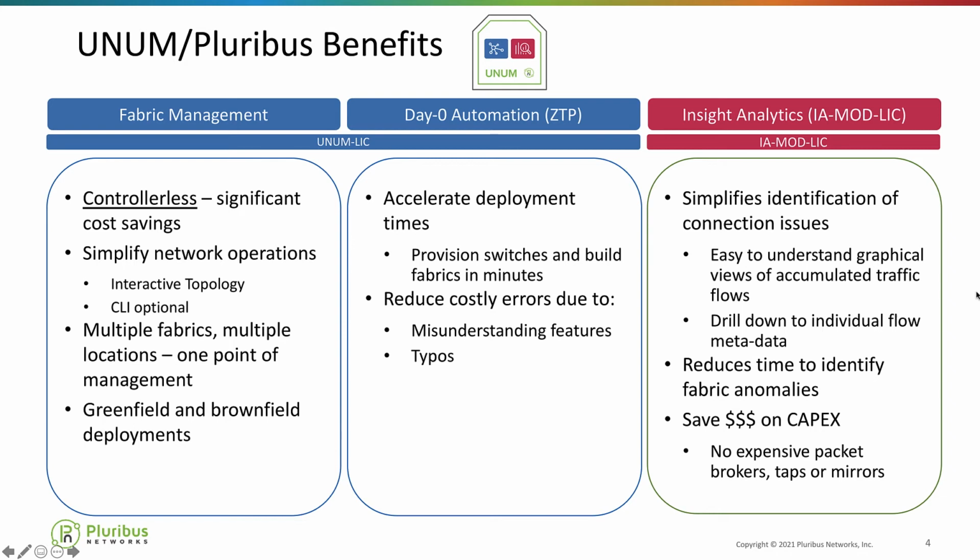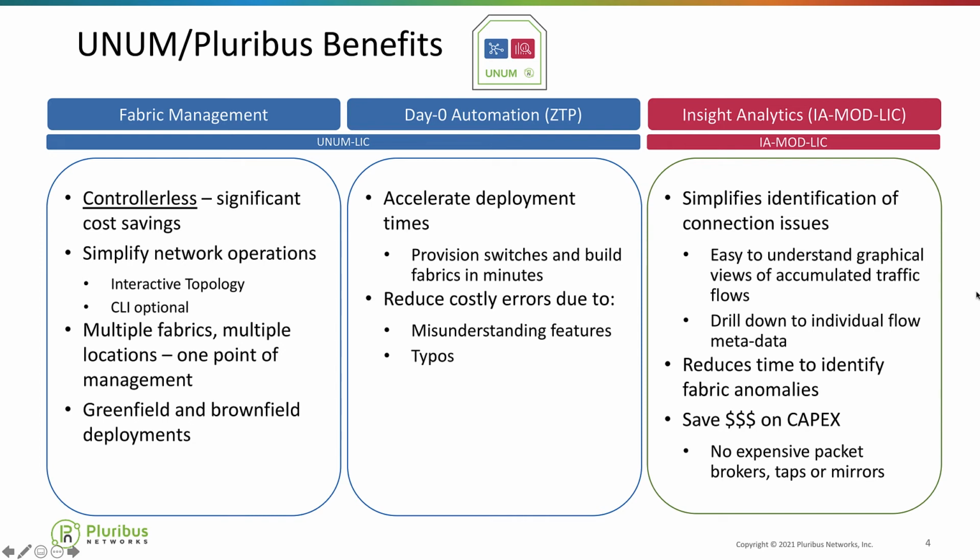It can also manage fabrics in new greenfield deployments, as well as in fabrics with existing brownfield devices. From an automation perspective, UNUM can accelerate deployment times into minutes rather than hours or even days. It can also reduce errors due to mistakes made when configuring a fabric due to typos or misunderstanding how a feature is implemented with the CLI.